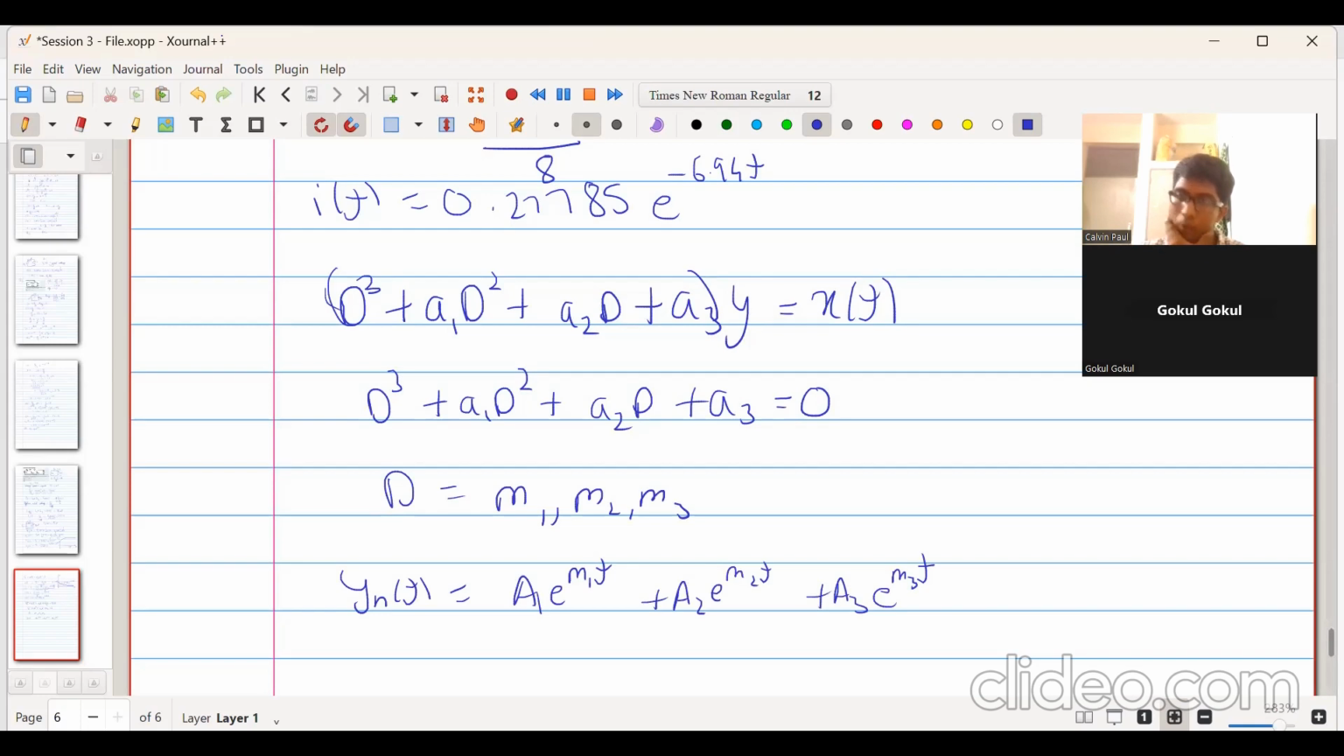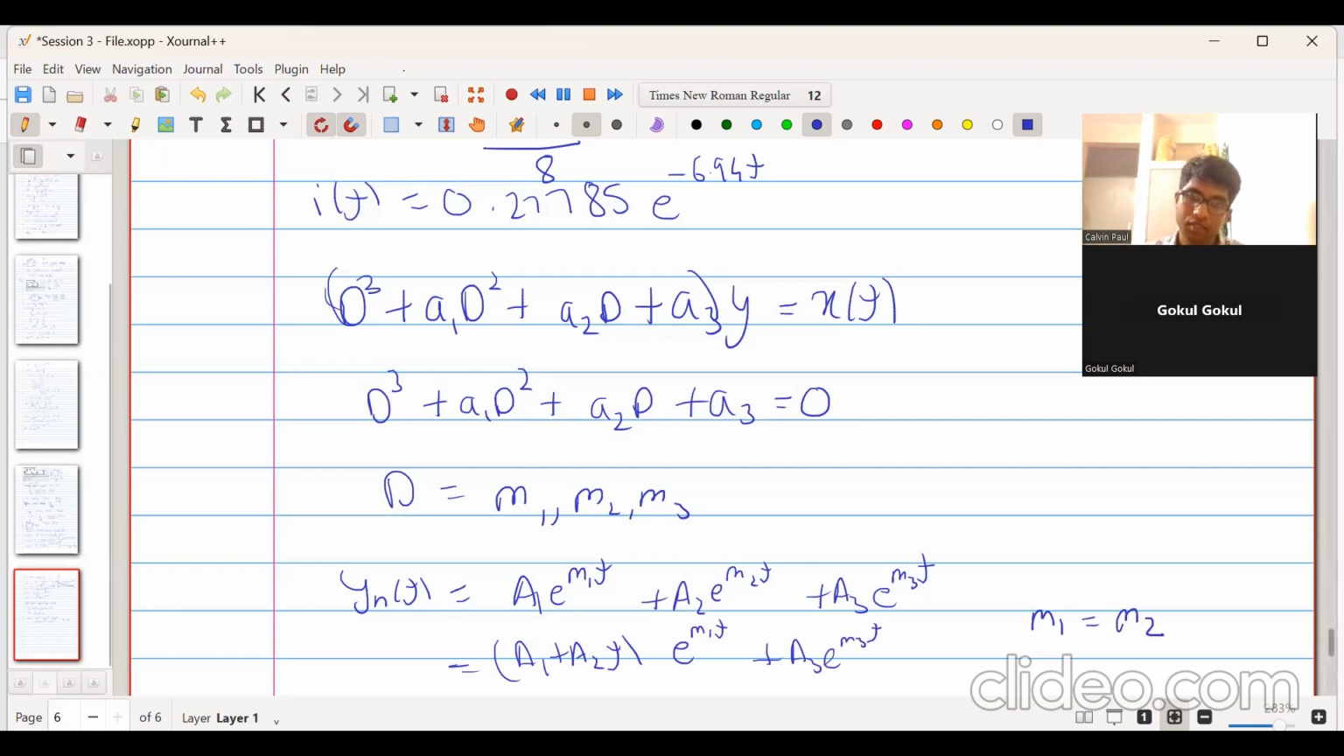So any doubts in this, Gokul? Sir, what happens when m1 is equal to m2? When m1 is equal to m2, the roots are equal, so it will be written as a1 plus a2 into t into e to the power m1 into t. Okay, sir. That is when m1 is equal to m2.